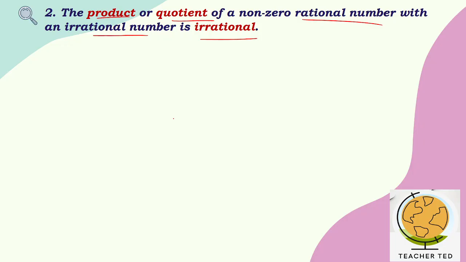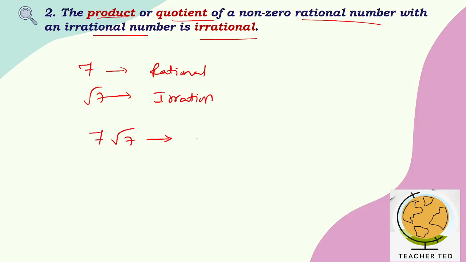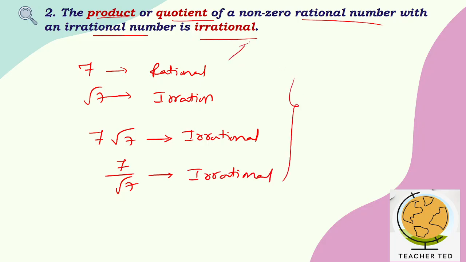So if you take a rational number and an irrational number, 7 is a rational number and root 7 is an irrational number. According to the statement, if you multiply a rational number with an irrational number, the resulting product is an irrational number. Similarly, 7 divided by root 7 is also an irrational number. So these are the examples which add up to the statement that the product or quotient of a non-zero rational number with an irrational number is irrational.